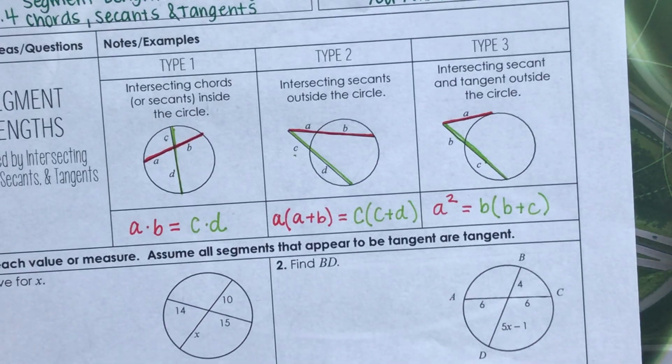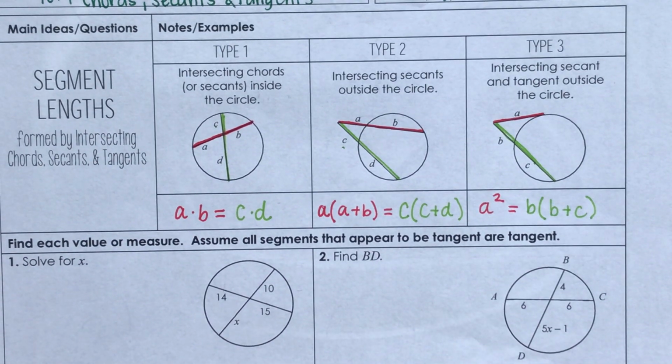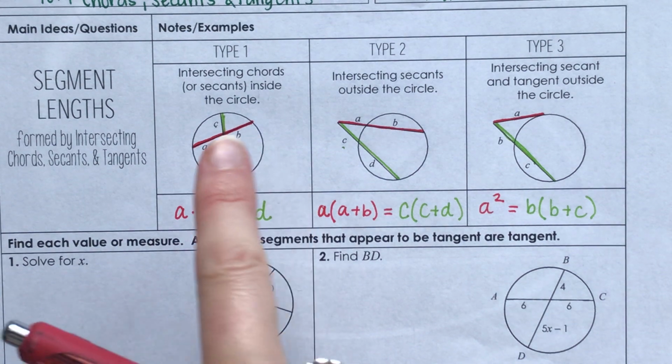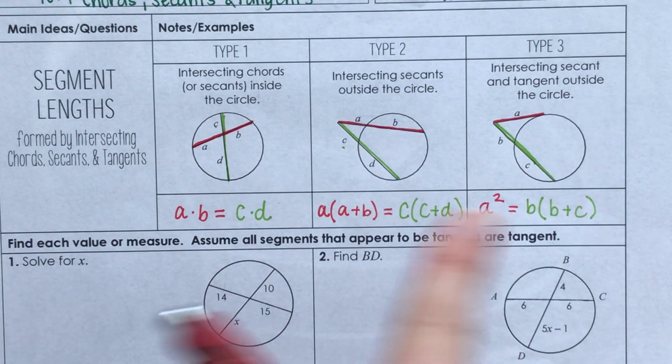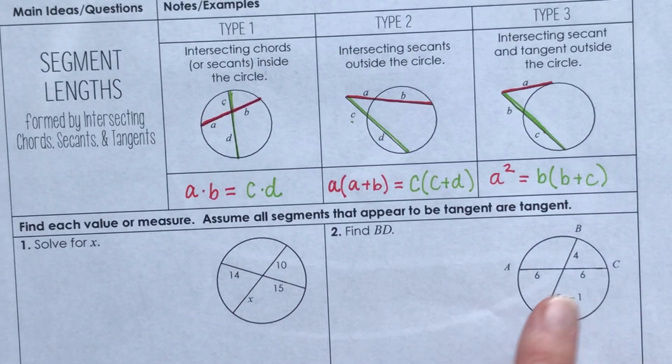Okay, so those are the only three types of segment lengths that we're going to see inside, on, or outside of a circle. For each one of the ones that we do below, what we're going to do first is determine if it's type 1, 2, or 3, and then from there we will solve for each value or measure.